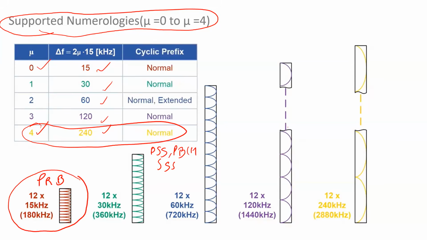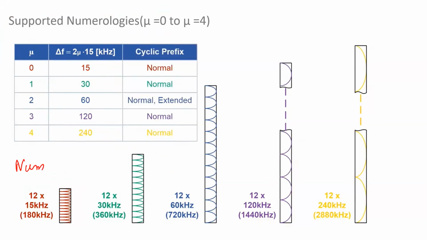So same terminology we use in 4G, but it is slightly different here. So this is the frequency domain, and that physical resource will have 12 subcarriers. So here we have numerology 0. So here it is equal to 180 kilohertz. So one resource block is 180 kilohertz.